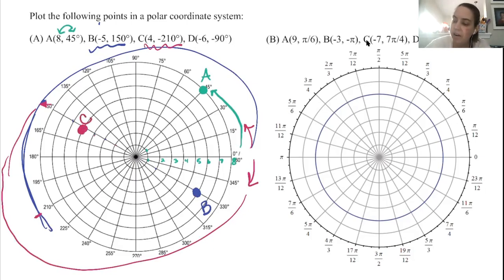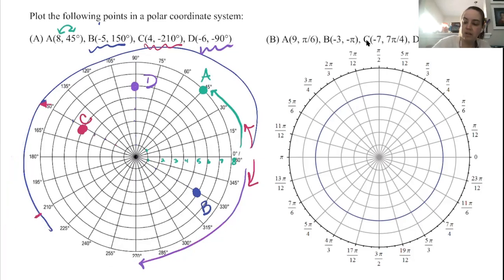And finally, letter D. Let's do (-6, -90). So -90 is down here. And then -6 would actually be going backwards: 1, 2, 3, 4, 5, 6. So you kind of have to think of yourself standing in the middle, then making steps forwards or backwards. You stand in the middle and rotate the number of degrees or radians that they want, and then you take steps forward or backward. So that's how you plot polar coordinates.